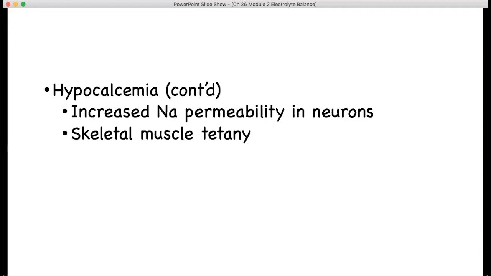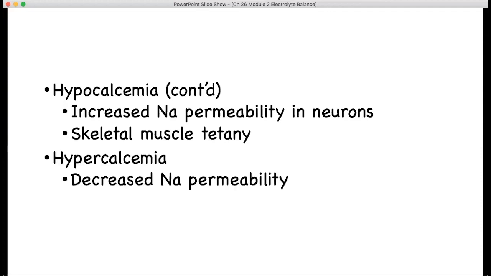If you increase the frequency of the action potentials stimulating skeletal muscles, the skeletal muscles may get to a point where they don't relax between stimuli. This is called tetany. Skeletal muscle tetany can be fatal when the diaphragm is in a sustained contracted state.